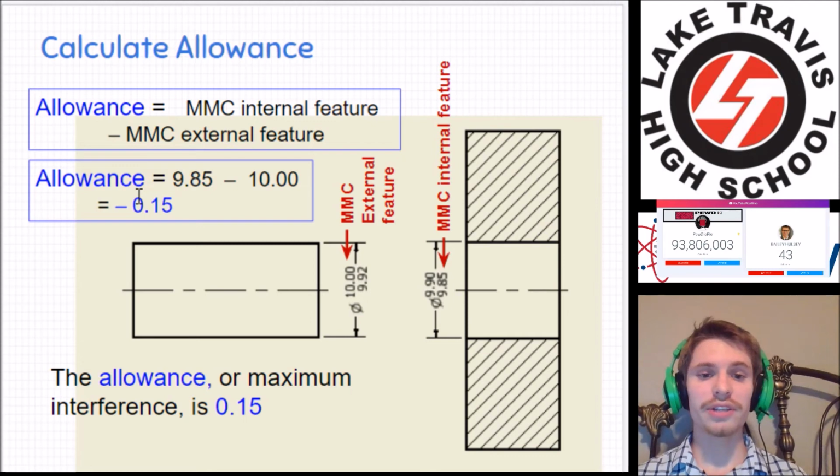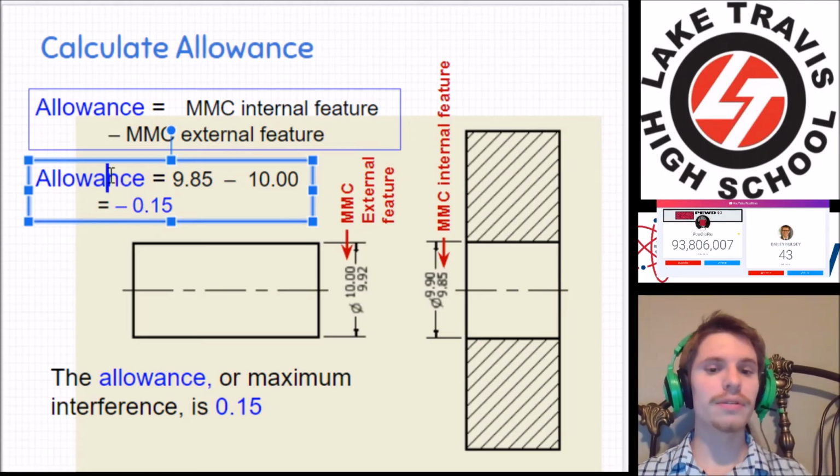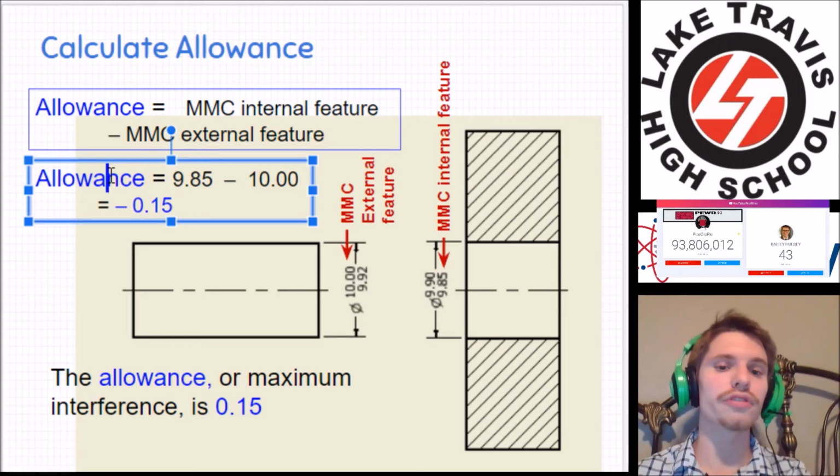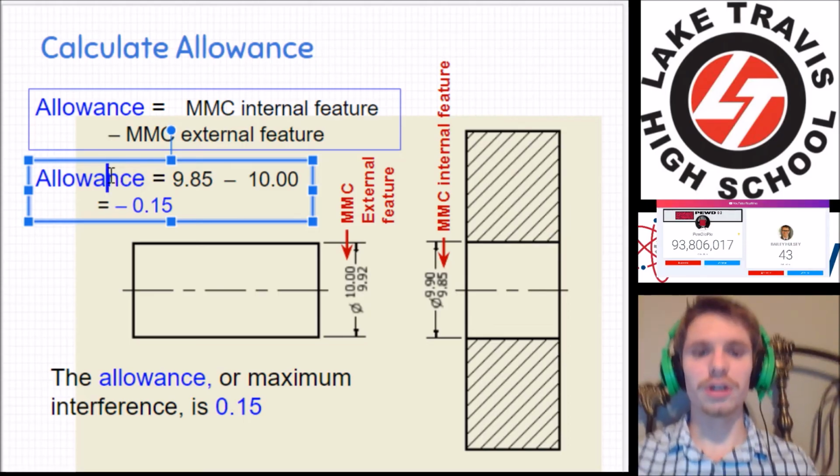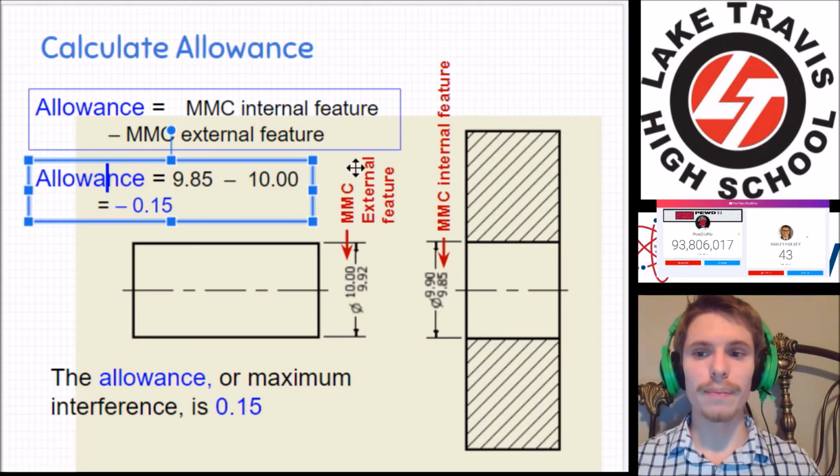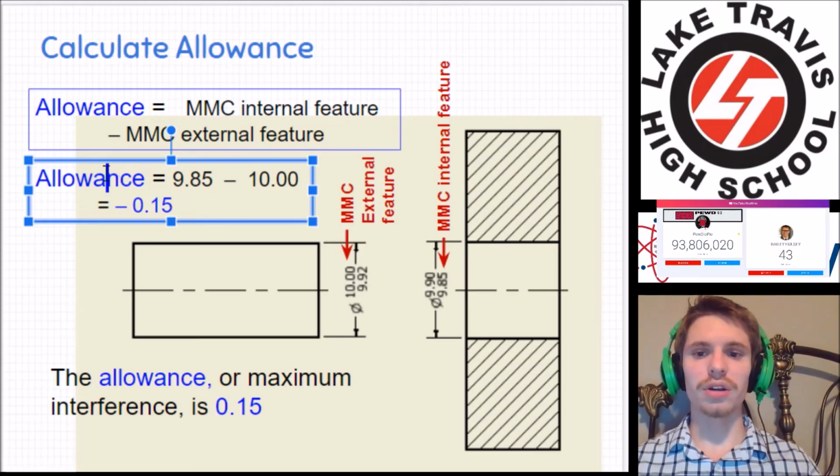If the clearance is very, very big, in other words, if this allowance ends up being a big positive number, those parts will still fit. Maybe they'll slide out of each other, but they'll still fit. So that's why we talk about MMC and not LMC when we're calculating allowance, because in this situation, we don't really care if they're going to slide out. We care if they will fit or not. So it's important to specify allowance.